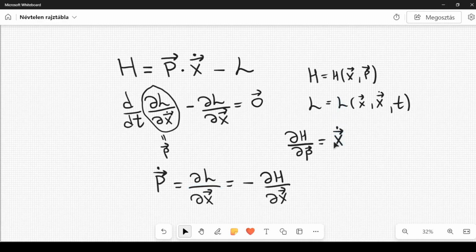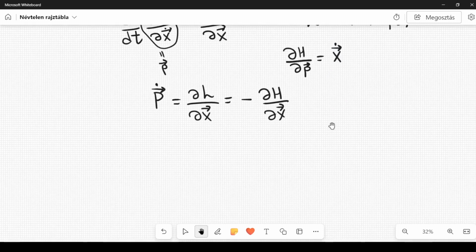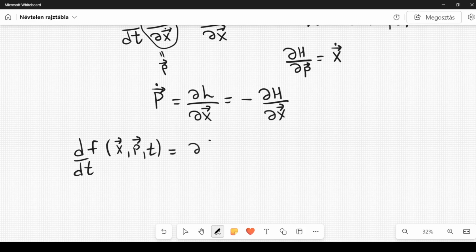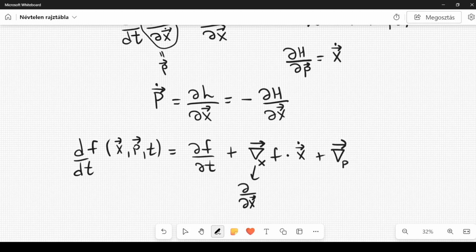Now, if we consider a generic function f, which depends on x, p, and t, and we take the total derivative with respect to time, this is equal to the partial derivative of f with respect to t, if it depends on time explicitly. Then we also have the gradient of f with respect to x, so d over dx as a vector, dot product with x dot, plus the gradient of f with respect to p, by which I mean d over dp, dot product with p dot.